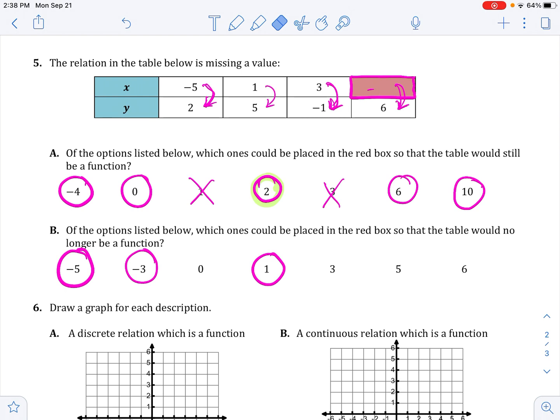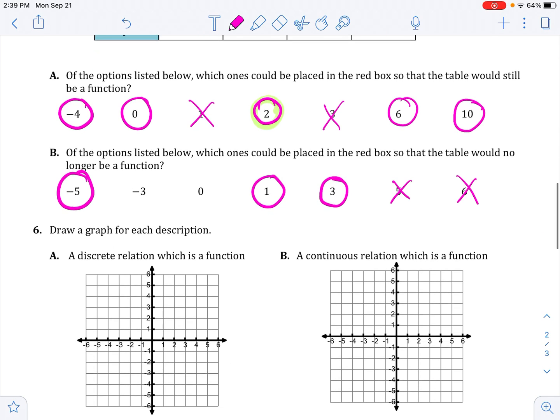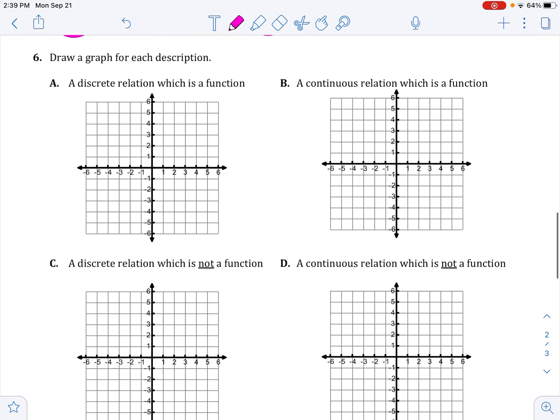+3. Oh, wait, -3 was fine. My bad, I read this as a -3. -3 is fine. +3 does not work because +3 gives me an output of -1. I accidentally thought it was -3 for a second. What about 5? 5 is fine. And 6 is also fine. Wait, we'll make it no longer be a function. Whoa, let's go back to 1. 1 doesn't work. So that's good. All right, 3, it would no longer be a function. 5, it would still be a function. 6, it would still be a function. There we go. I got my directions mixed up halfway through the problem.